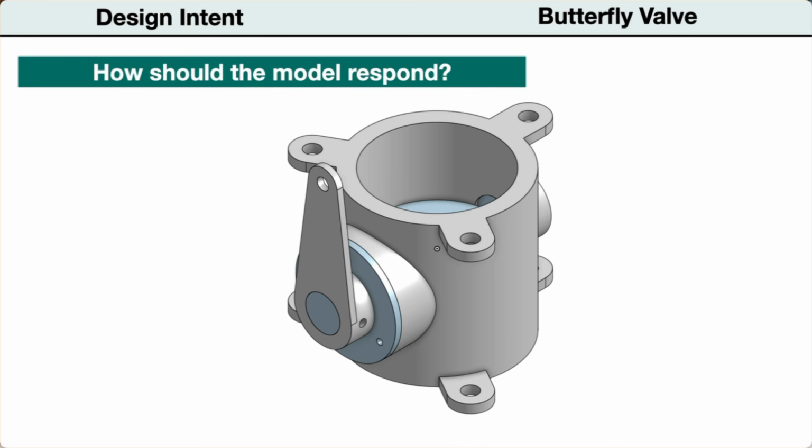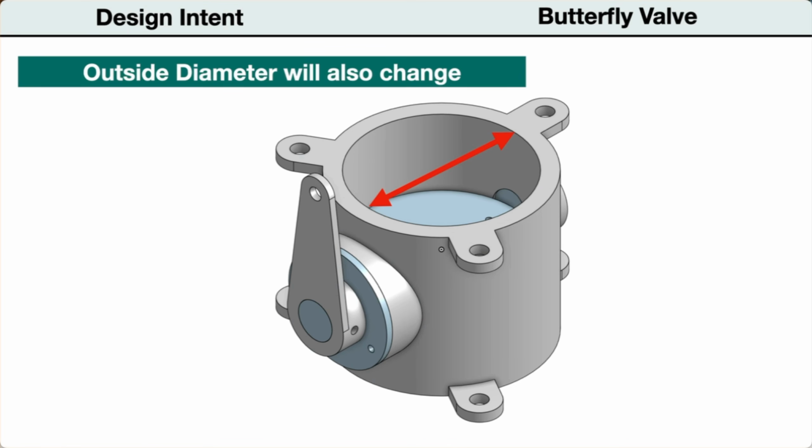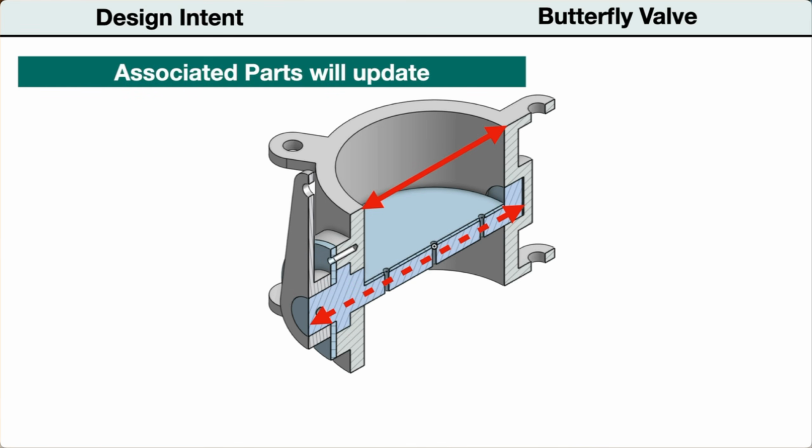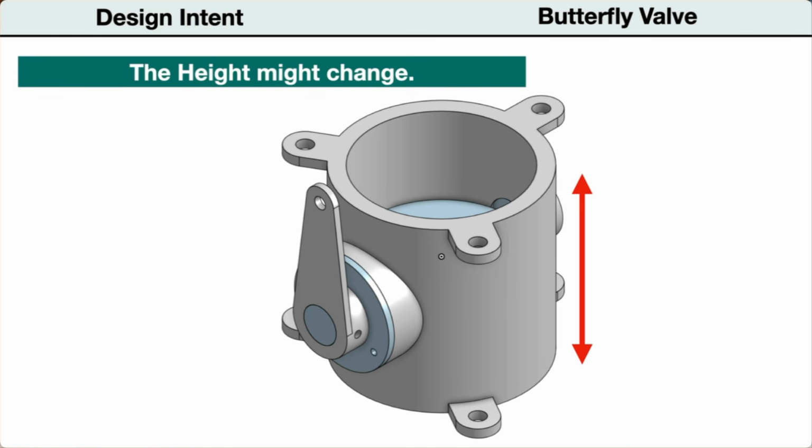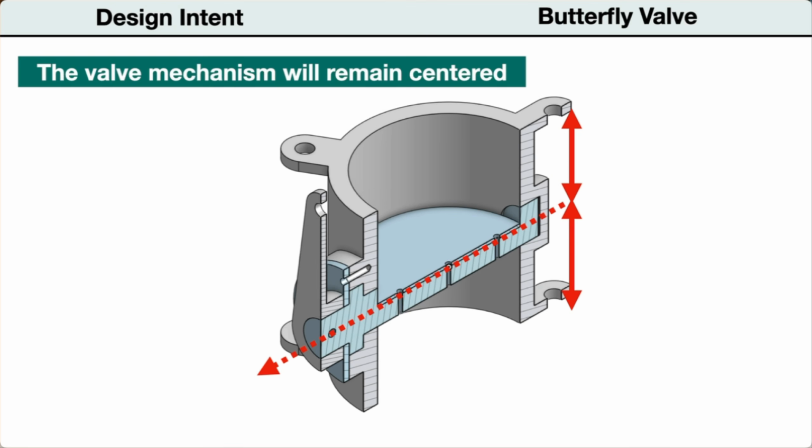When the inside diameter of the body is changed, we want the outside diameter to also increase. We want the wall thickness to remain unchanged. We want the associated parts, like the stem and valve plate, to also change and maintain their functionality. When the height of the valve body is adjusted to be taller or shorter, the valve mechanism should remain at the center of the body.